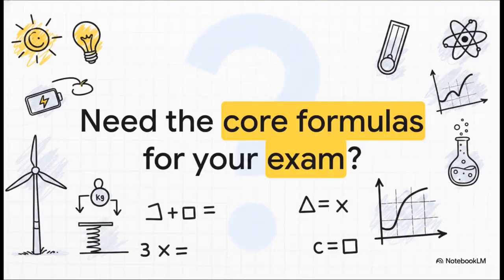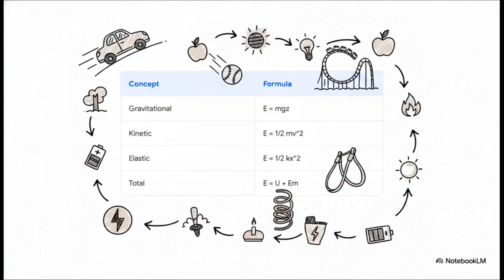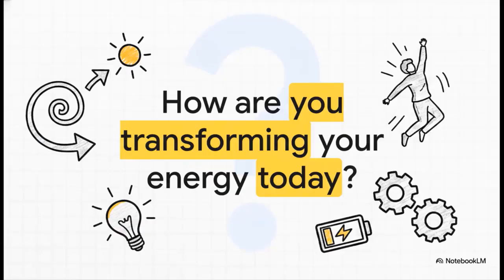We've covered the core concepts, but to wrap up, let's quickly lock in those essential formulas. Here is your complete, screenshot-ready cheat sheet, pulled straight from the chapter summary. This maps out everything we just discussed, from kinetic equations to the total conservation of energy. So, since total energy is never truly lost, how are you going to transform yours today?